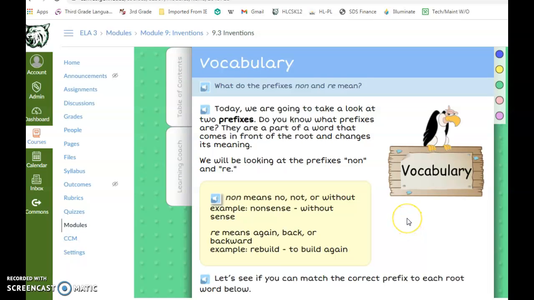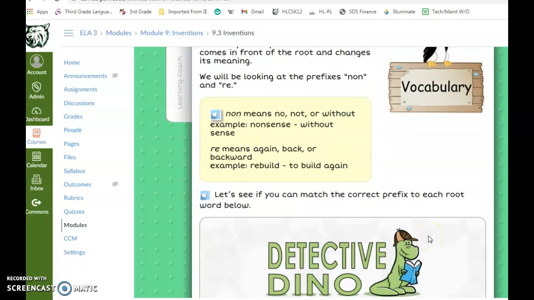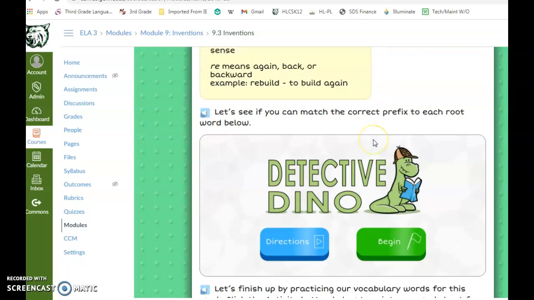Okay, today we're going to look at two prefixes. Again, prefixes are part of a word that comes in front of the root word or the main word, and it changes its meaning. So we have non means no, not, or without. Example, nonsense, without sense. Re means again, back or backward. Example, rebuild, to build again. Okay, so non means no, not, or without, and re means again.